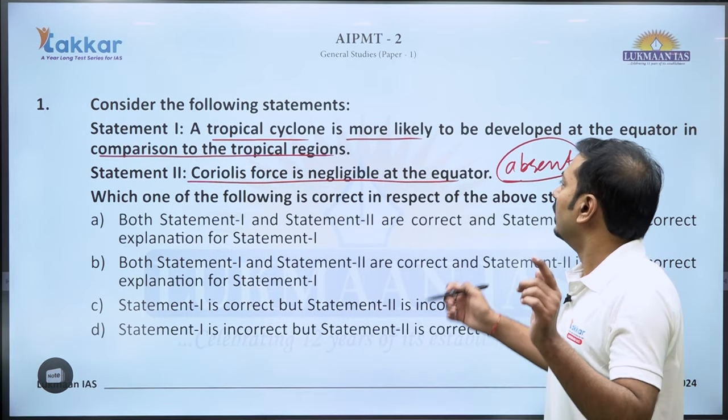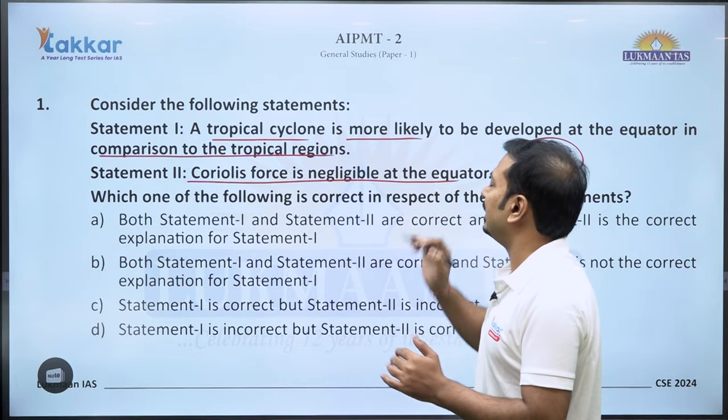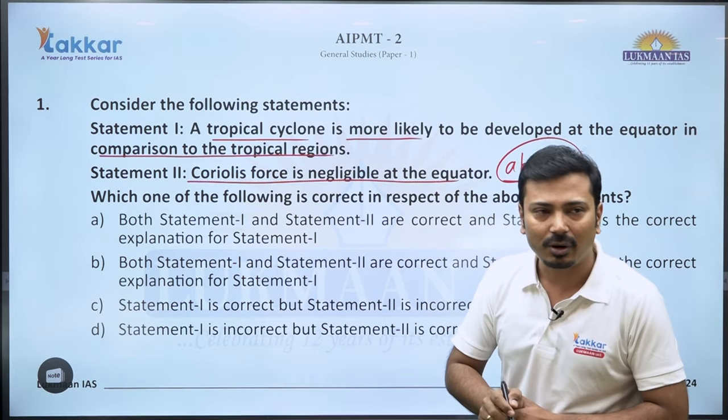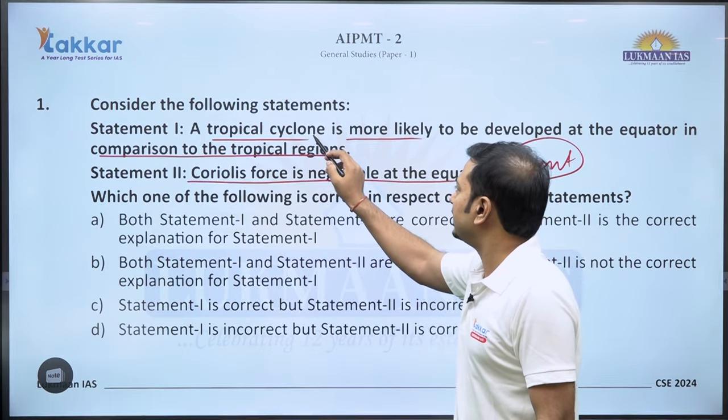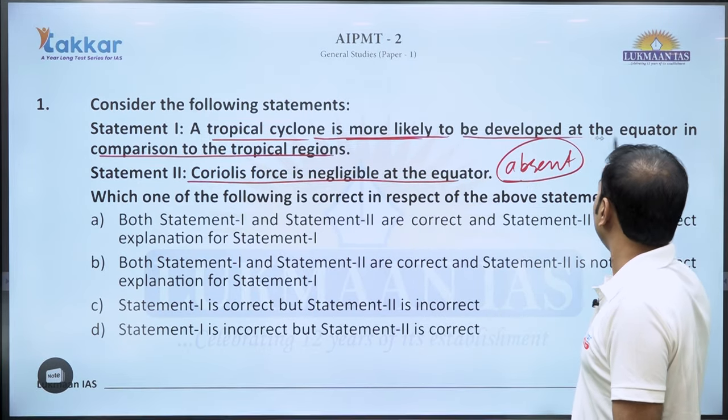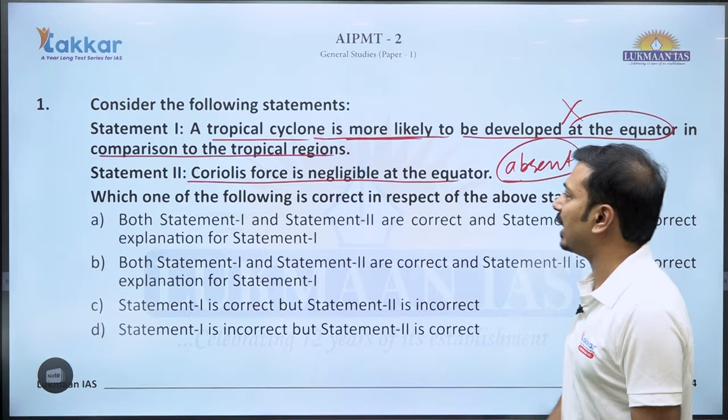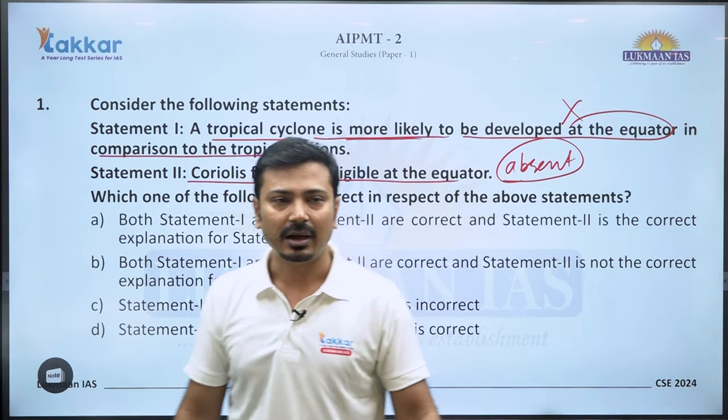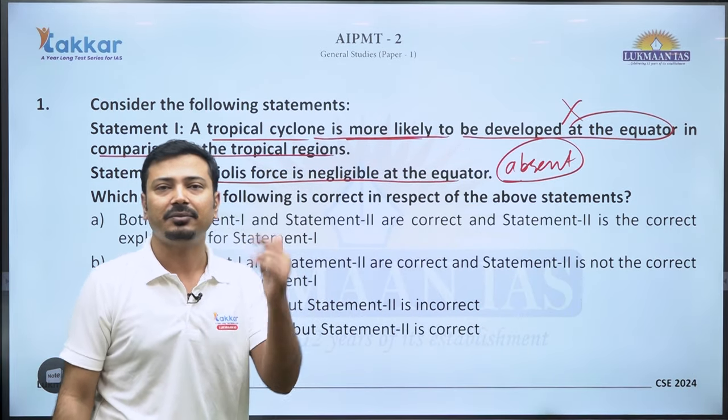Right. So if it is absent at the equator, of course it is not going to be formed at the equator. What this statement is saying is that a tropical cyclone is more likely to develop at the equator. So here itself we get the idea that this is an incorrect statement. I told you, if either of the statements is incorrect, we get the answer.